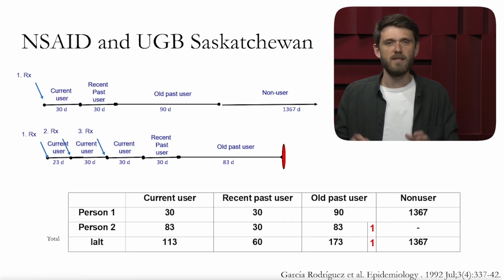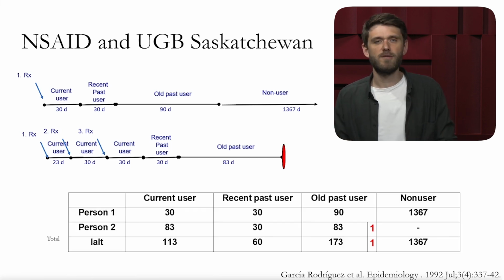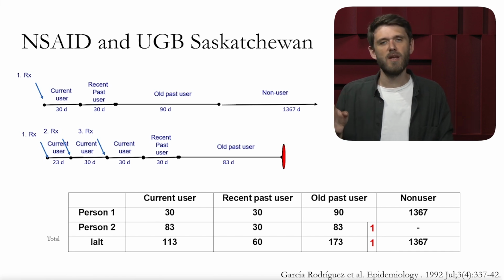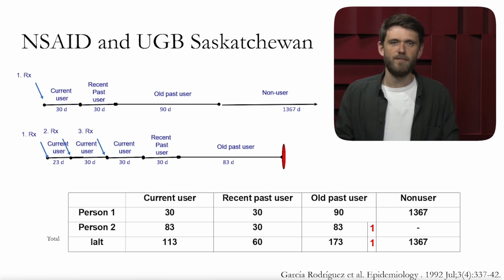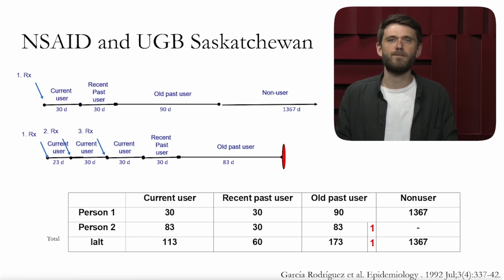So here we are tallying the number of days, person days, contributed by these two persons into current, recent past, old past, and non-use, and the number of events. Here person 2 has one event.